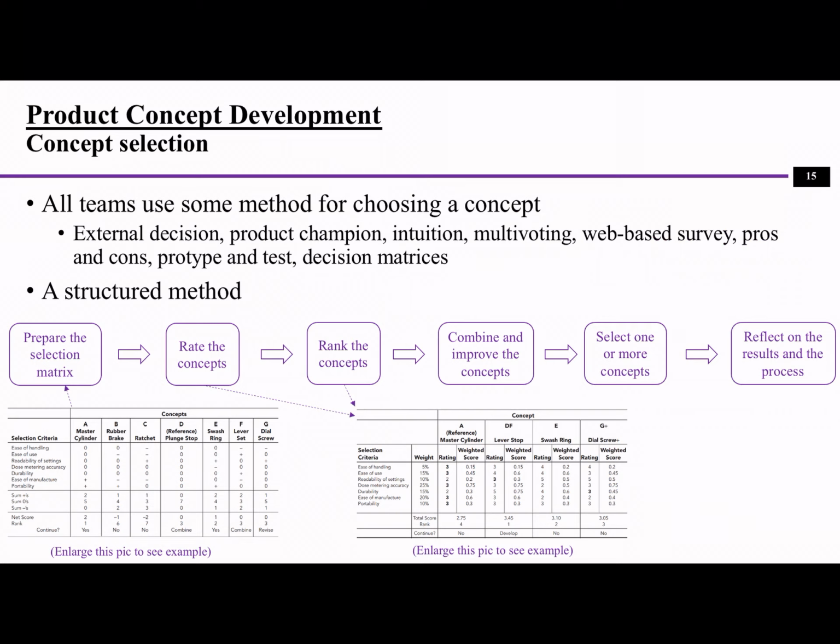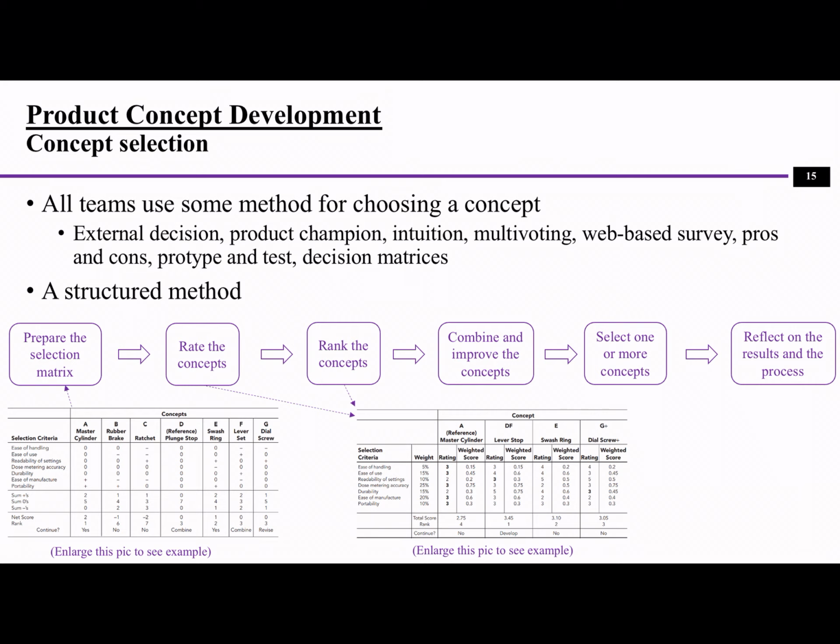So a structured method will include 6 steps. The first one is to prepare the selection matrix. Selection matrix means we first need to identify what the criteria for selection are, right? Find out all the different criteria, and then have all the different concepts. You can come up with a matrix. The next one is to rate the concepts. Right, you probably need to give the weights for each of the criteria, and then give the scores for each of the concepts corresponding to each of the criteria.